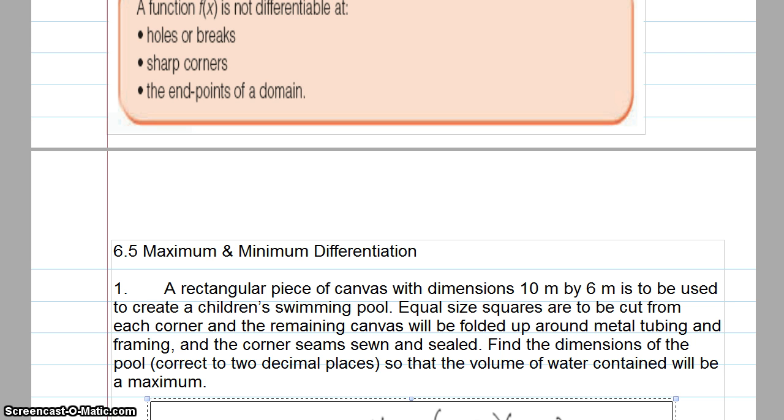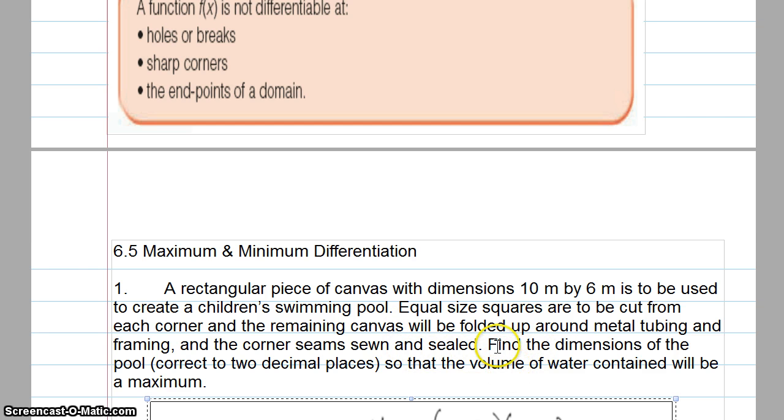So here's an example that you don't know the equation of. A rectangular piece of canvas with dimensions 10 by 6 is used to create a child's swimming pool. Equal size squares are to be cut from each corner, and the remaining canvas will be folded up around metal tubing and framing, and the corner seams sewn and sealed. Find the dimensions of the pool correct to 2 decimal places so that the volume of water contained will be a maximum.